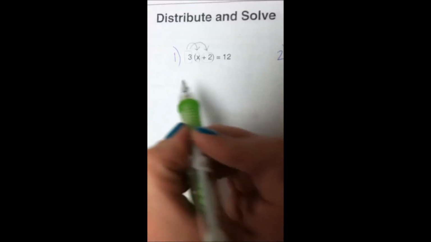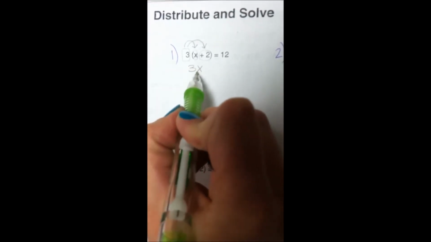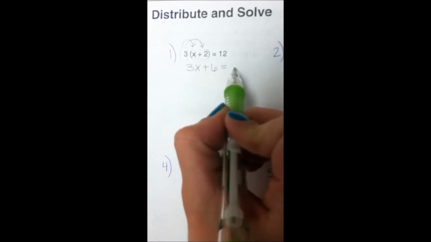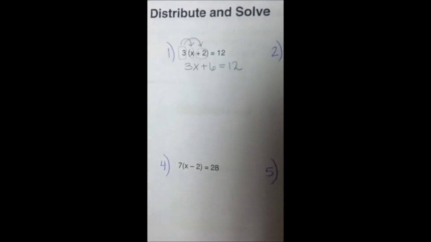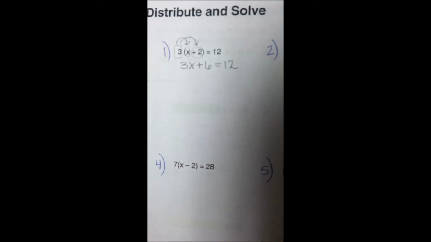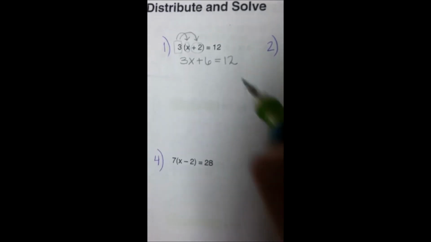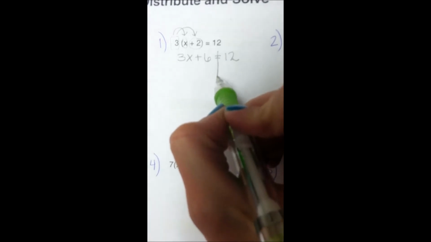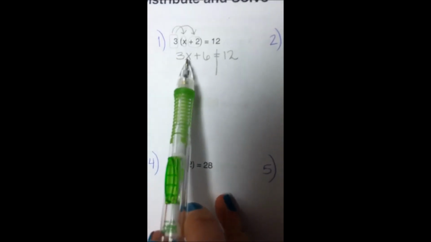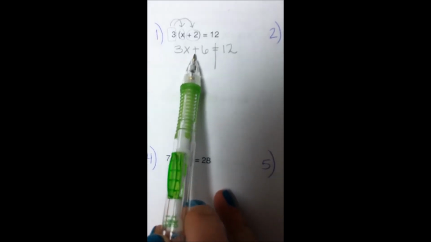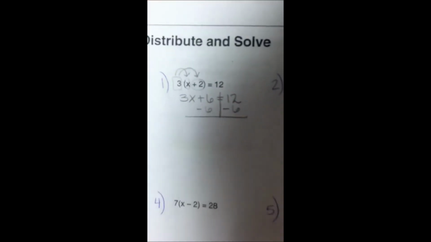So I end up with 3x plus 6 equals 12. Once you have that, you need to solve it like a 2-step equation. Draw your line at the equal sign, put your pencil on your variable, look for any addition or subtraction, and there's an add 6, so we will subtract 6 because you always do the inverse operation.